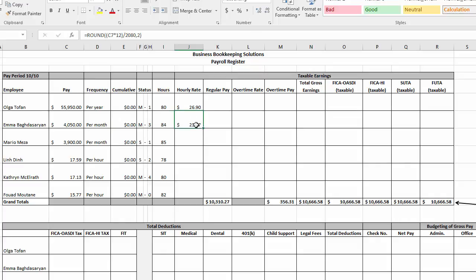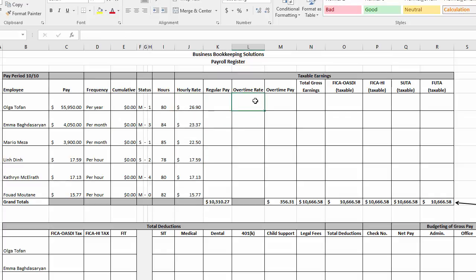Now I can use the same formula, so I can copy this formula down for Mario because Mario is also paid per month. And if you want to double check that there are no extra decimals, we could increase the decimal and notice there are no fractions of cents. Okay, and then we already know the hourly rate for these people, this just equals this. Okay, so that's how we calculate the hourly rate.